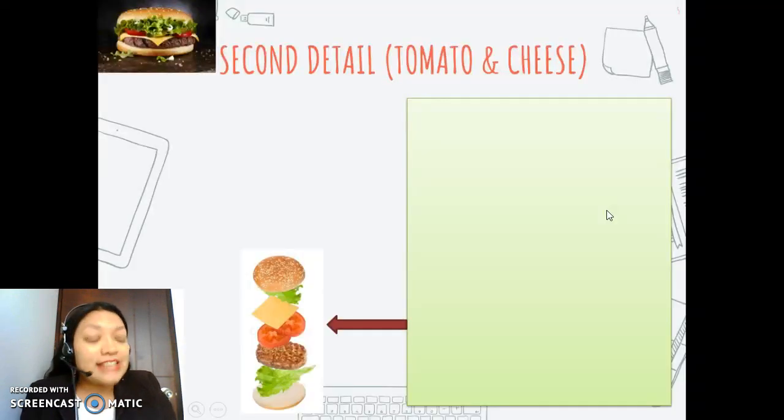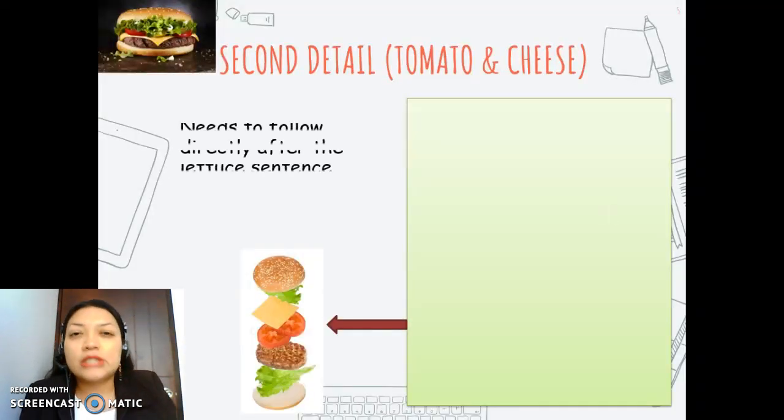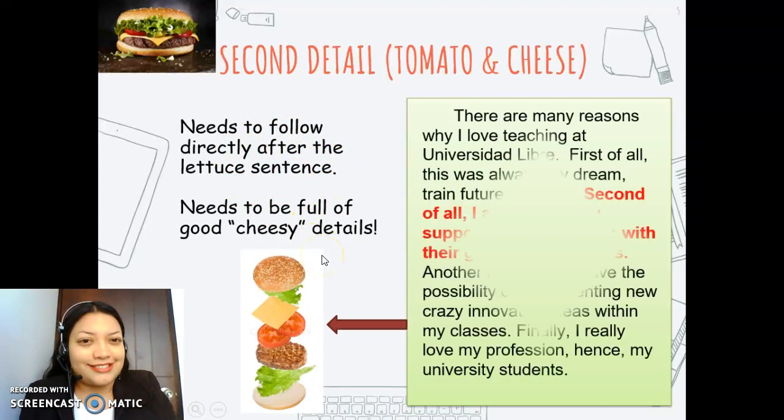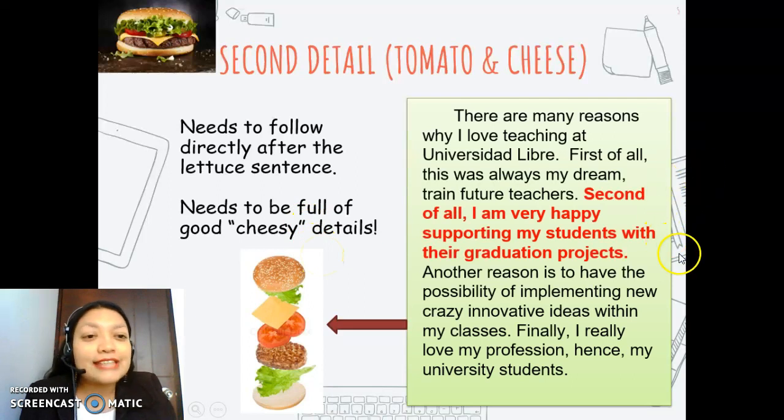The second detail is our tomato and cheese, all right, of our hamburger. So it needs to follow directly after the lettuce sentence and needs to be full of good cheesy details. Okay, so in our case it is: second of all, I'm very happy supporting my students with their graduation projects.